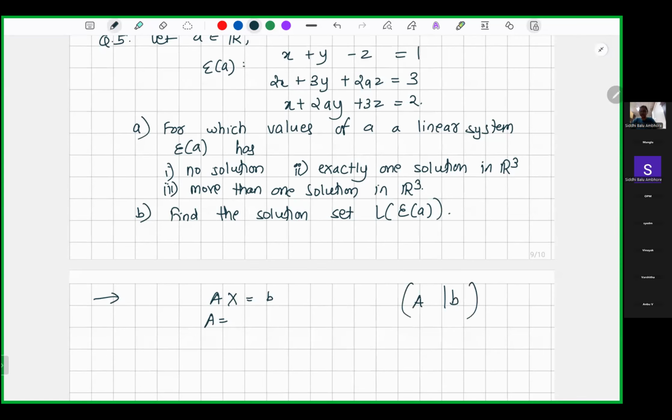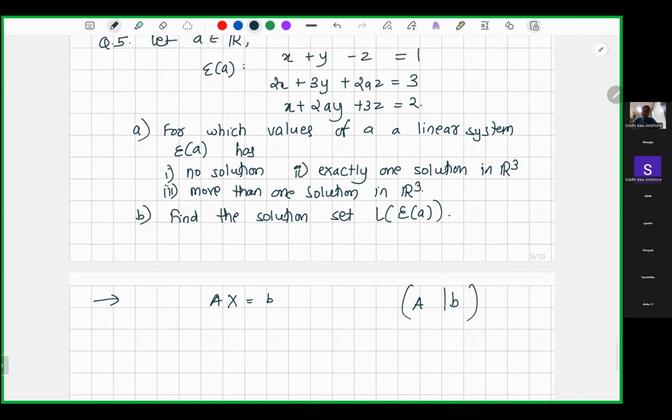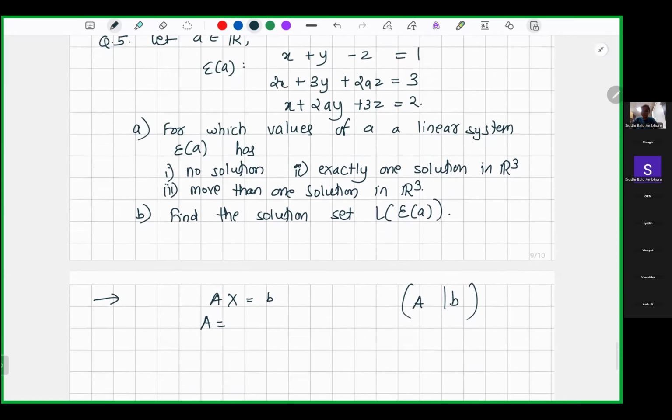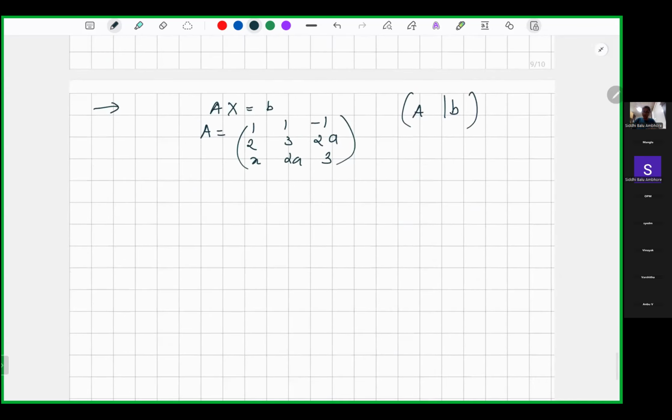We will see the conditions later on, but for now, let us calculate A and its determinant to at least have the condition where the solution exists, and when we have exactly one solution. Okay, so A is my matrix 1, 1, minus 1, 2, 3, 2a. I hope I'm writing it correctly. And X, 2a, and 3.